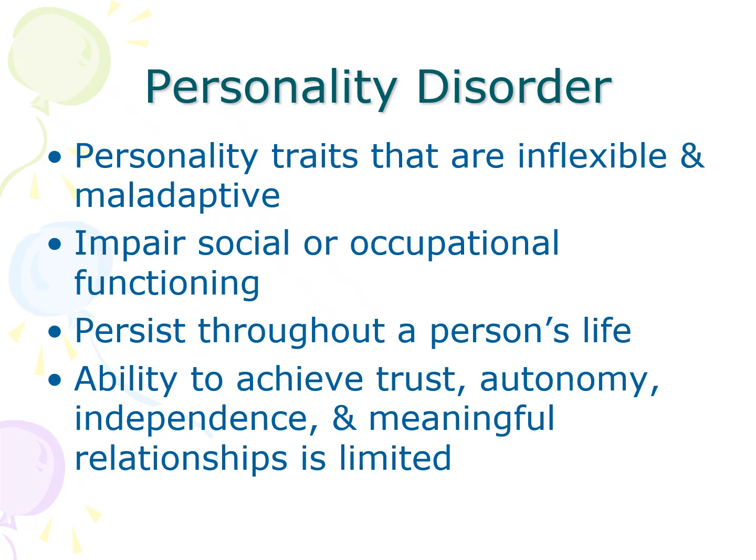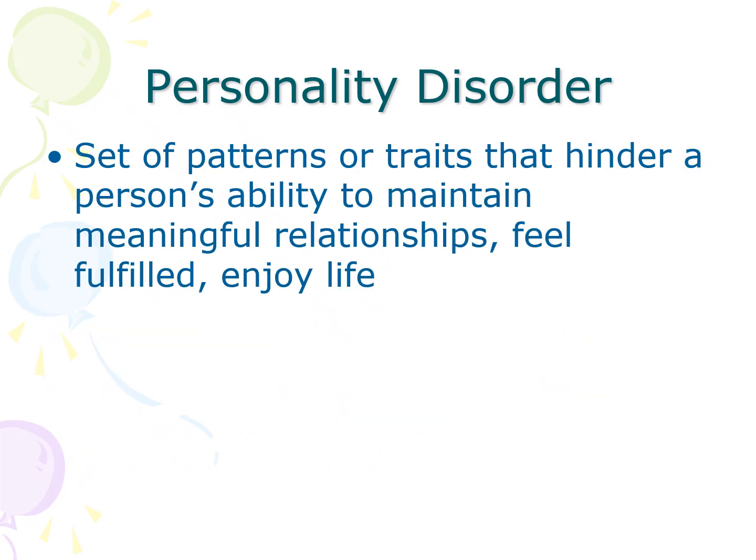And this happens throughout, from the very beginning of childhood all the way up into their adult life, because that's how our personalities develop. That ability to have trust, autonomy, independence, and meaningful relationships within these individuals is going to be limited. There are also these traits that really hinder them from not only developing these relationships, but also feeling fulfilled and having those feelings as if they can enjoy their life.